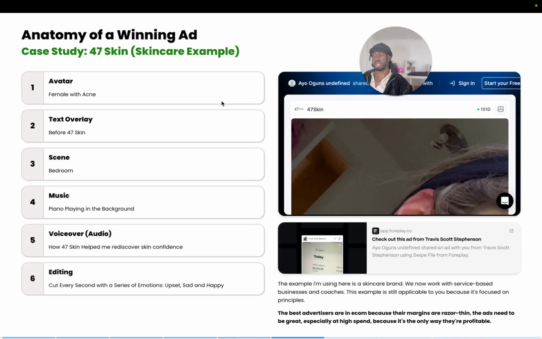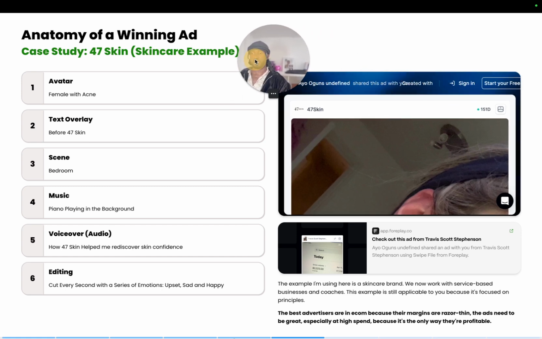Now, I'm going to show you the anatomy of a winning ad. I'm going to show you how this is applied, right? I'm marketing now for service-based businesses and digital products and coaching, but you want to know where the best advertisers are? They're in e-com, right? Because your margins are so small. You have product costs, shipping costs, tariffs nowadays, right? They have to be very profitable at the ads. The people that are scaling e-com, doing over $1 million in a month, these guys are master marketers, right? They've got this down to a T.